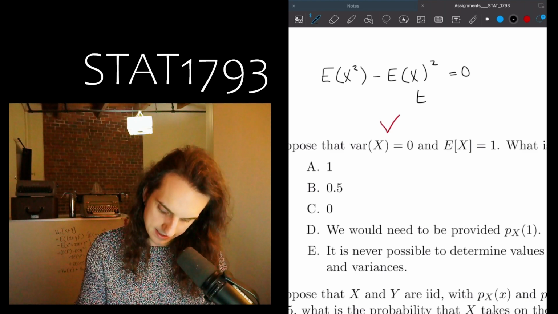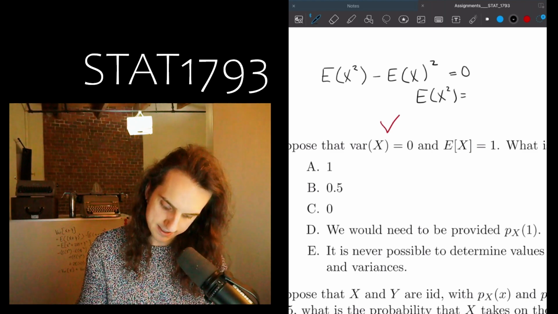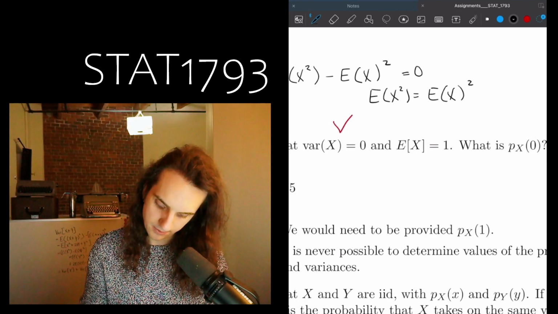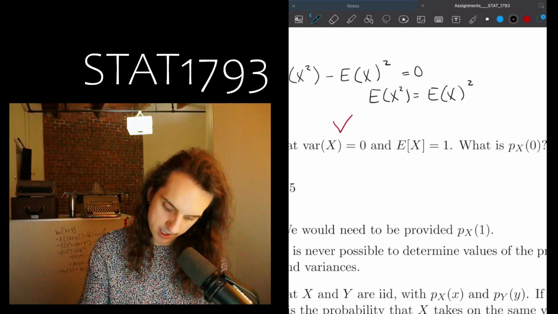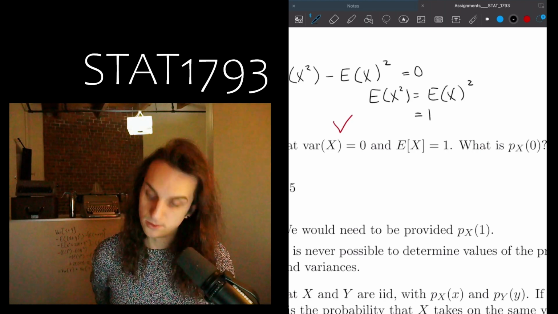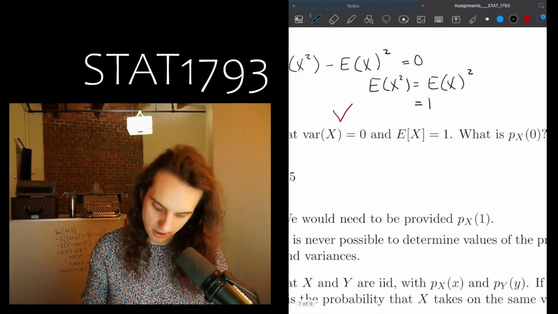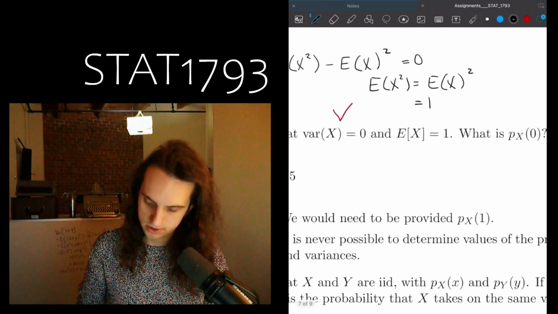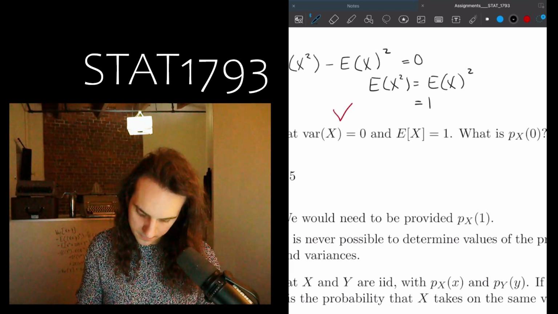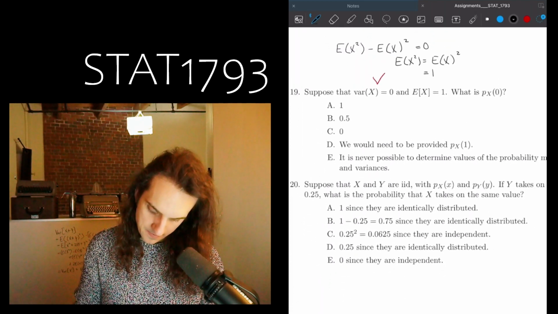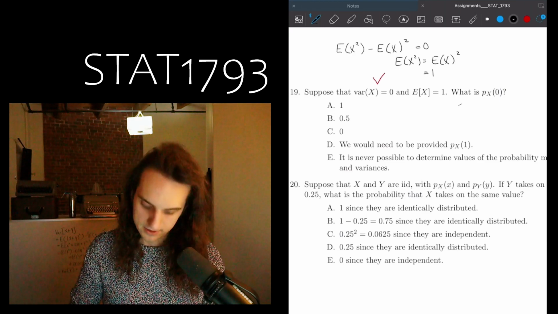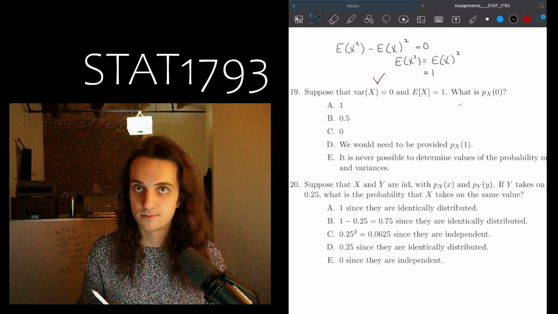And so what we can say is that the expected value of x squared has to equal the expected value of x quantity squared. And we know the expected value of x here is 1. So expected value of x squared has to equal 1. All right? We know that the expected value of x also has to equal 1. Okay? So what is the probability that x takes on a value of 0?